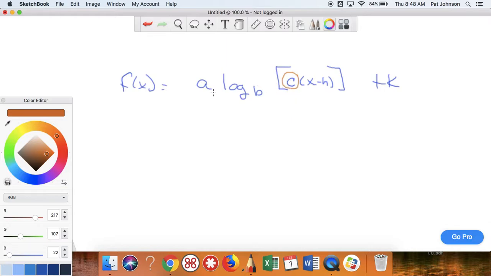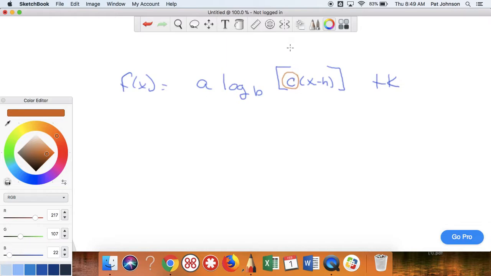So a has 2 jobs. What does a tell us? A tells us, did we have a reflection? If a is negative, we have a vertical reflection over the x-axis. And if the absolute value is greater than 1, then we have a vertical stretch. If the absolute value of a is between 0 and 1, then we have a vertical compression.